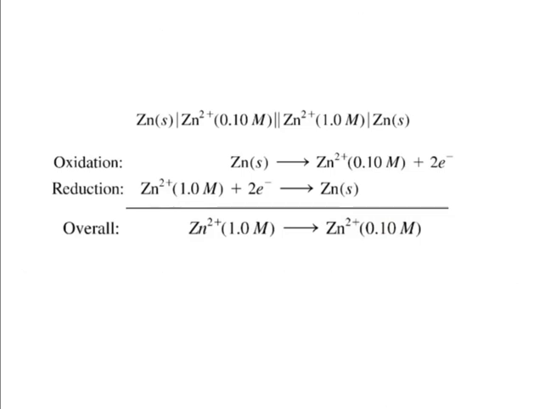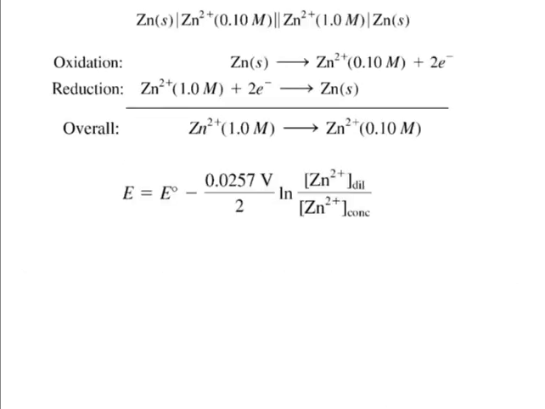So let's think about how to calculate that voltage. We're going to use this form of the Nernst equation. And our Q here, this term, is going to be product ions, so the dilute one, divided by reactant ions, so the concentrated one. And neither of these are squared, so there are no coefficients up here.